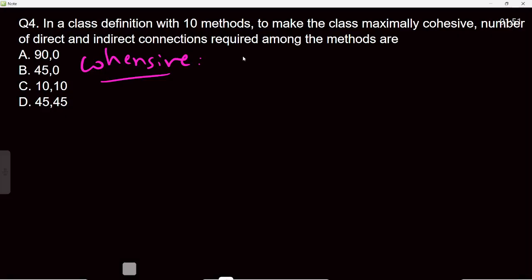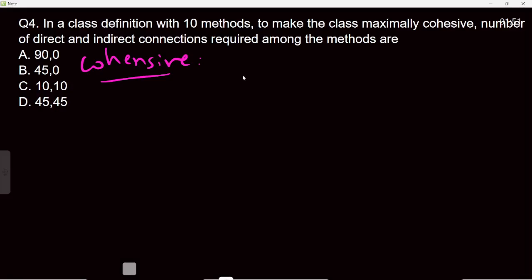So there is one class which has 10 methods. Cohesiveness means that all these 10 methods are strongly related to each other, maybe indirectly or maybe directly. So we need to find how many direct connections and indirect connections there should be. To make the class maximally cohesive, how many direct and indirect connections are required among the methods? In the options they have given direct and indirect connections. So what is cohesiveness?